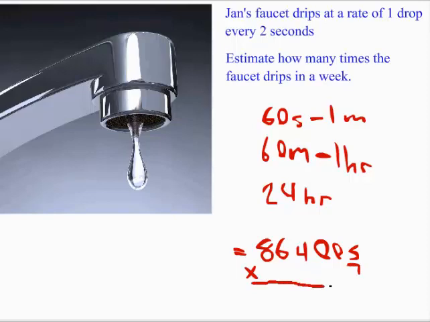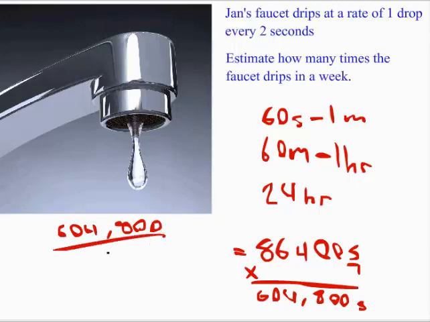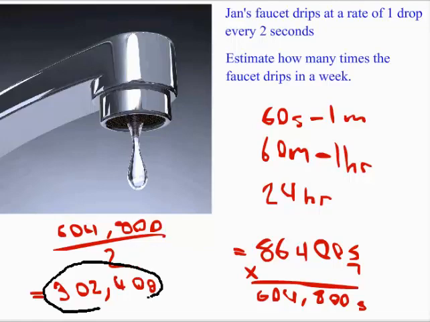So now with this, we can find out how many seconds there are in a week by multiplying this by 7. And we would get 604,800 seconds. But since Jan's faucet drips at a rate of 1 drop every 2 seconds, we need to divide that by 2. So we'd get that divided by 2. Jan's faucet would drip 302,400 times each week. So that would be your final answer.